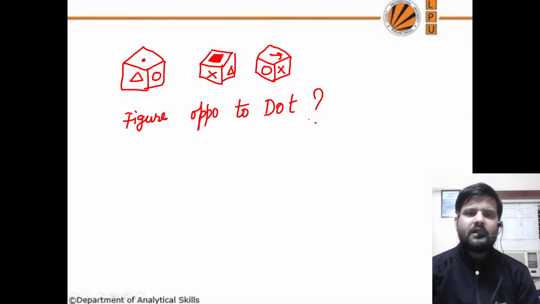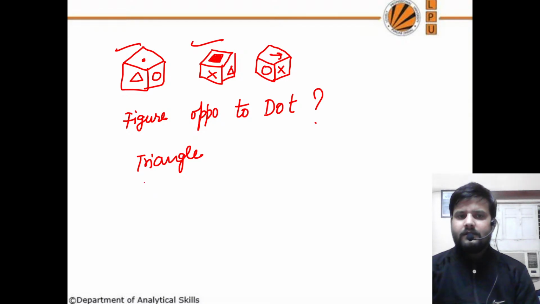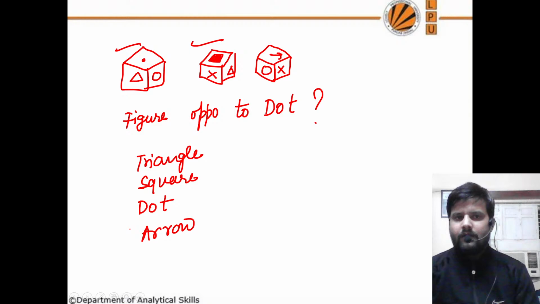See, whether they give you numbers or figures, your concepts remain the same. How do you solve these questions? Either using one common element or two common elements. Answer will be typed like triangle, square, dot, arrow, circle.